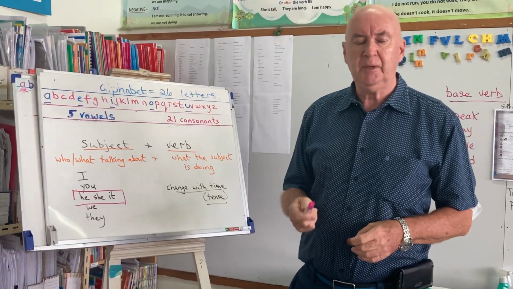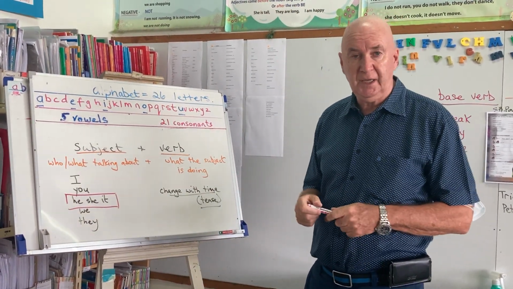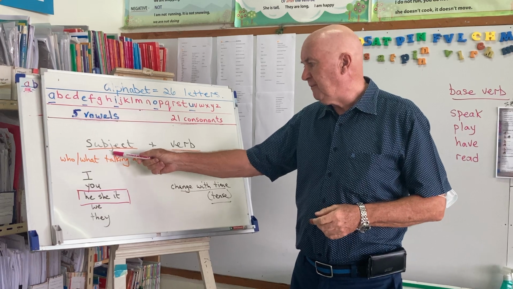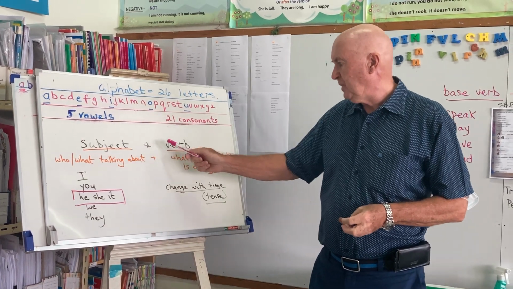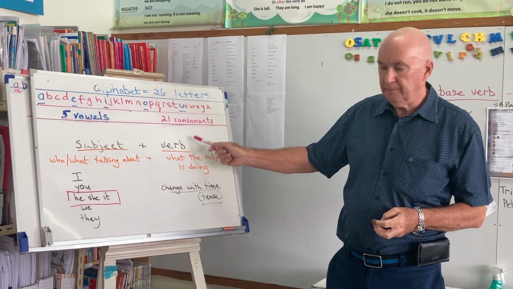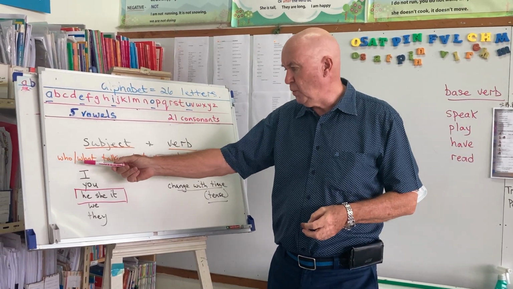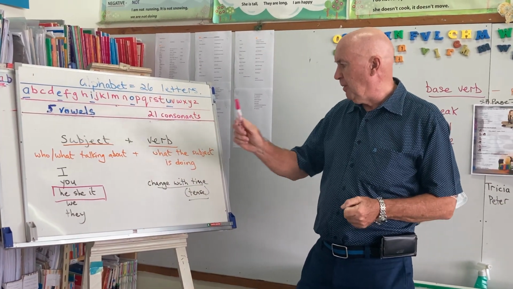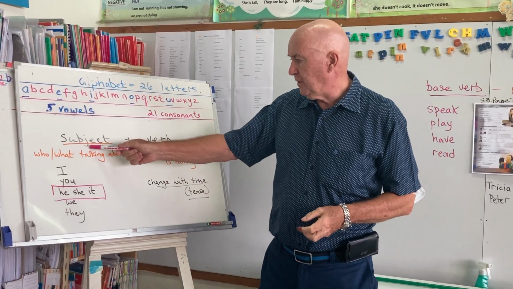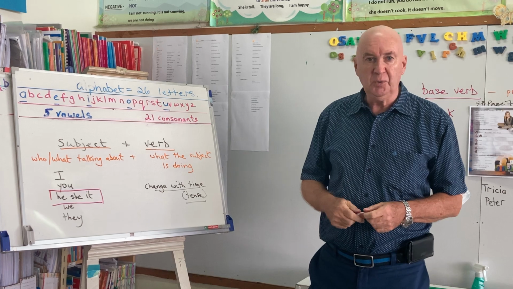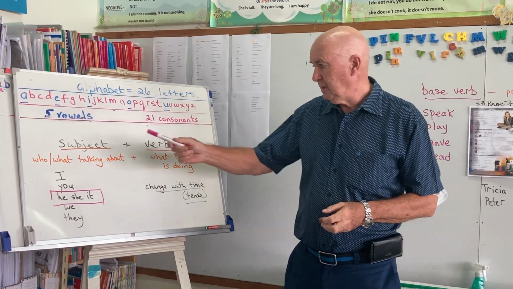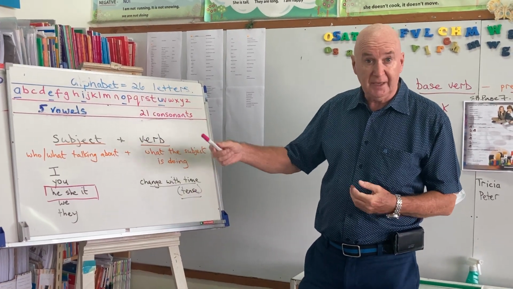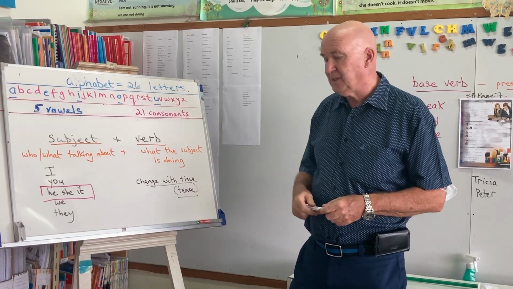Now, most of the time, when we talk or when we read in English, usually the first thing we talk about is the subject, and then after the subject we have the verb. So the subject is just who or what we're talking about, and then the verb most of the time tells us what the subject is doing. Okay? So the first thing we talk about is who or what is the subject, and then next we have the verb which says what the subject is doing.